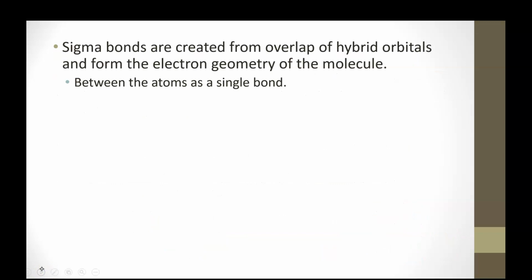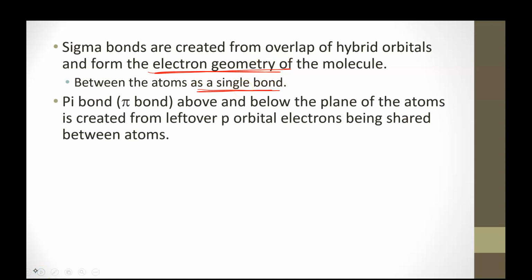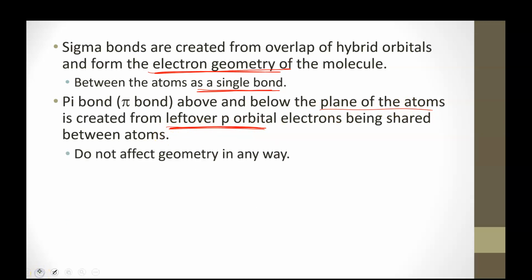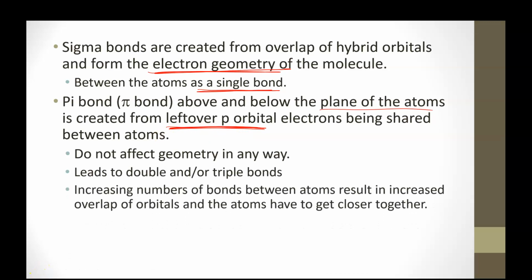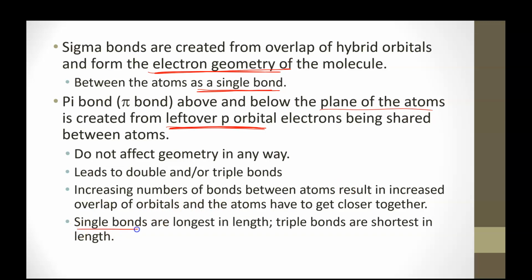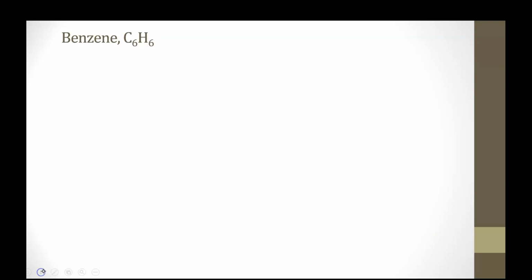Okay. So sigma bonds are created from the overlap of the hybrid orbitals, and they form the electron geometry. They are a single bond between the atoms. Pi bonds are above and below the plane, and they're created from leftover p orbital electrons being shared between atoms, and that's where you get your double and triple bonds. Okay? The more bonds you have, the more the atoms' orbitals have to get closer together, and so the bond length shrinks. So a single bond is longest, and triple bonds are shortest because they have to overlap more orbitals.